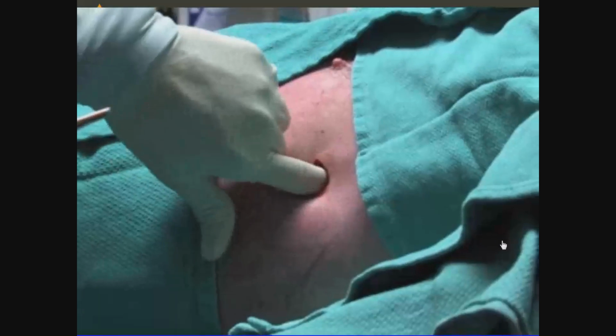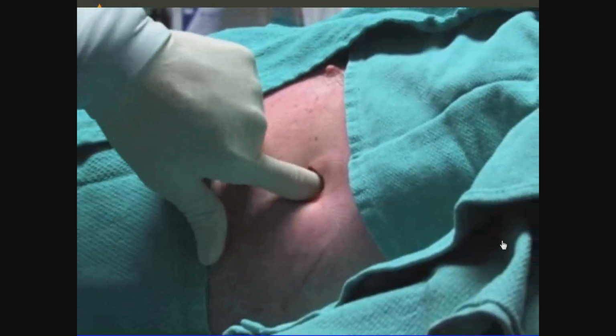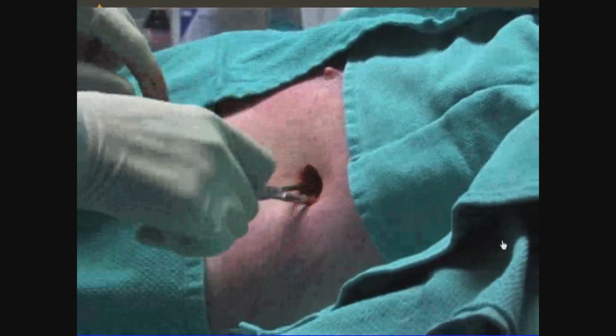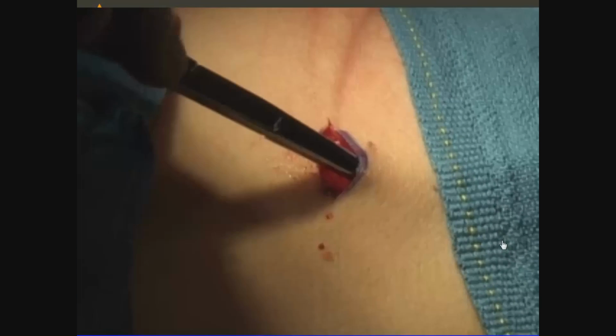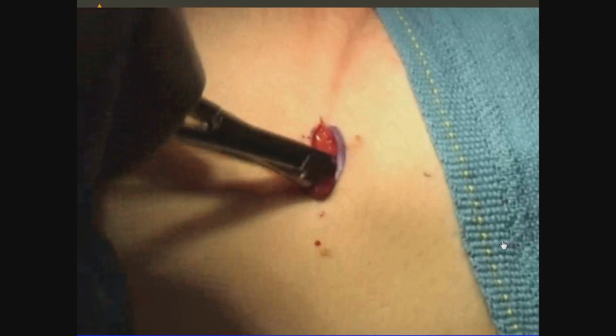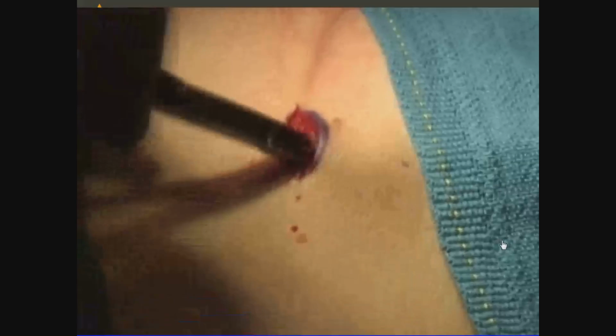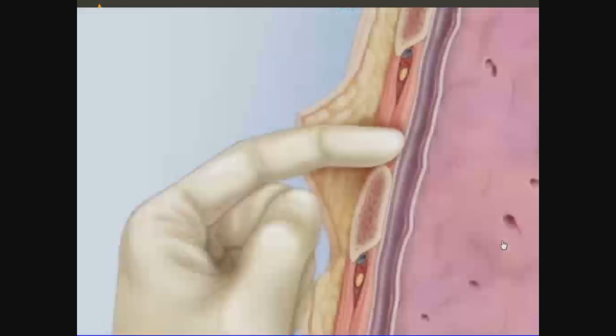Once you have dissected the subcutaneous tissues and deeper intercostal muscle layers, you will encounter the parietal pleura. Push the clamp gently through the parietal pleura. The entry into the pleural space is felt as a give or a sudden release of resistance. Alternatively, you may use your finger to penetrate into the pleural space.